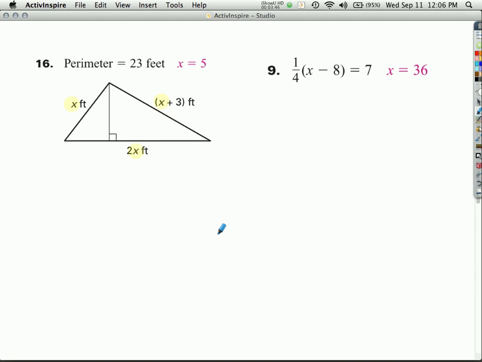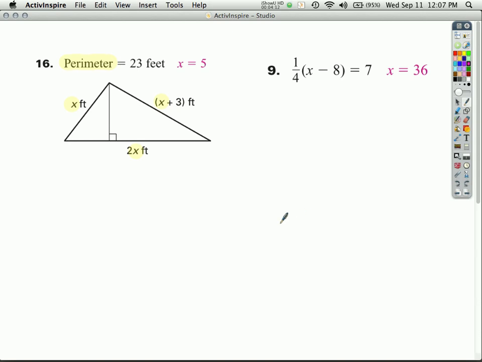Just a couple of people, that's fine. Shelby? What was the clue? Or what did you get from the information? How did you know that you were going to have to do that? Yeah. This word right here tells you what to do. You have to add up all the sides to get that number.